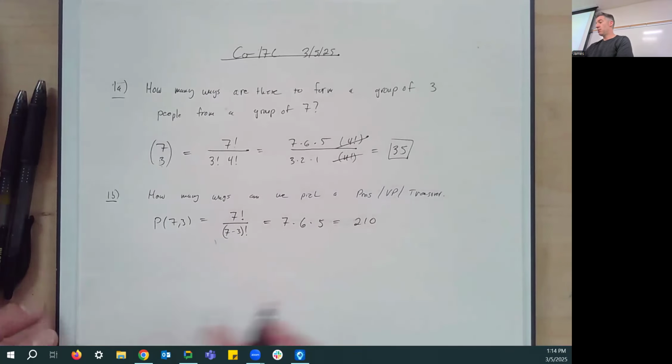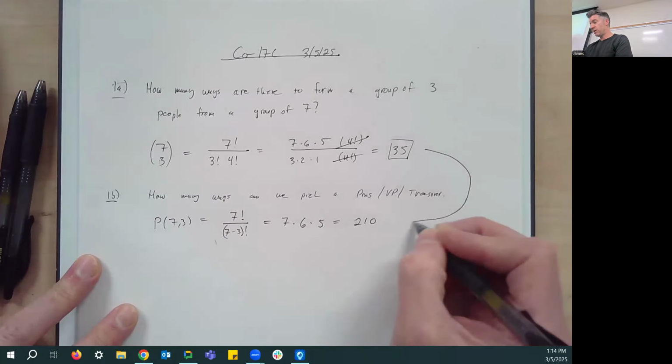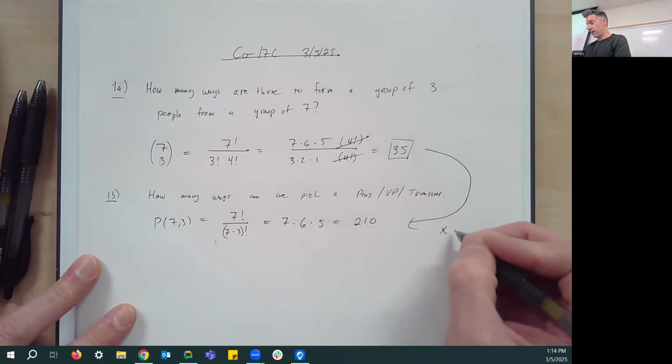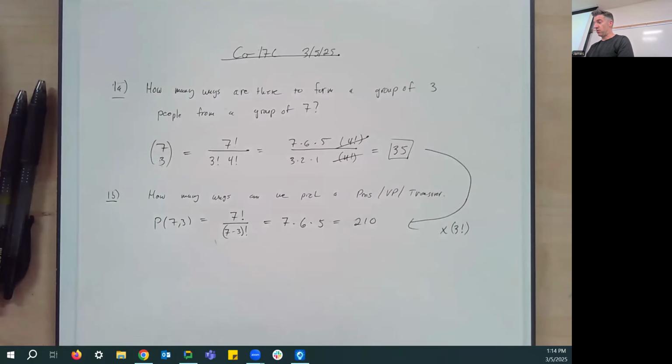Notably, it's this previous answer multiplied by 3 factorial, or 6, right? That's 35 times 6, which is 210. You're just taking the number of ways you could pick any 3 people, then multiplying it by the number of ways you could arrange or order or pick the spots for each of those groupings of 3 people. And there's 6 ways to do that for any grouping of 3.